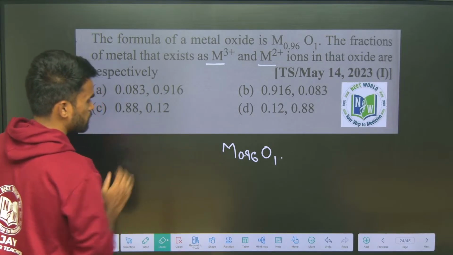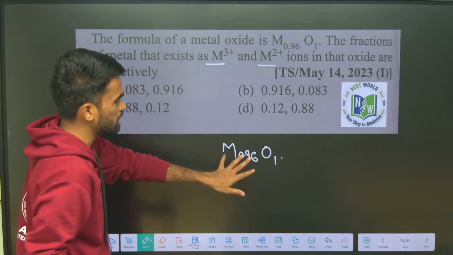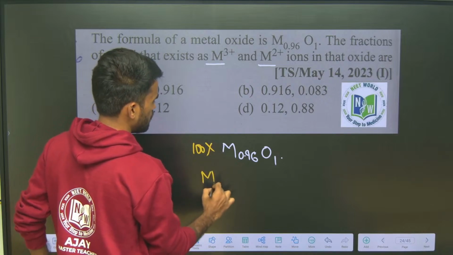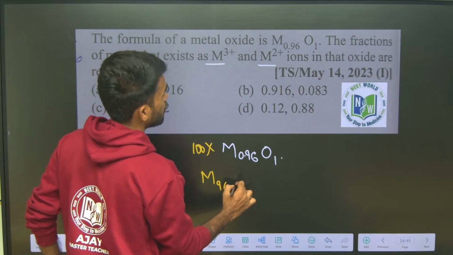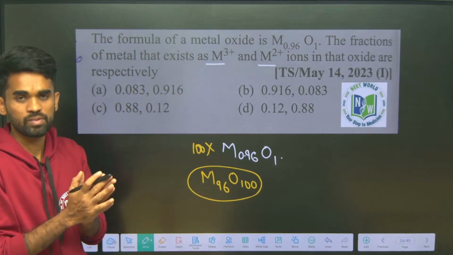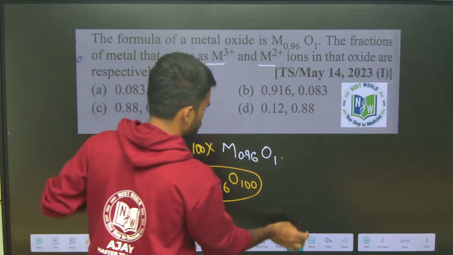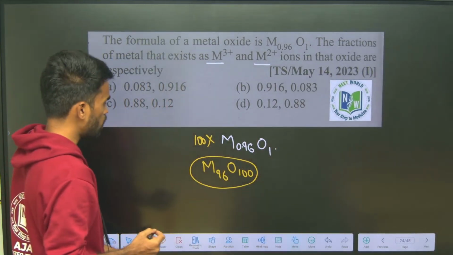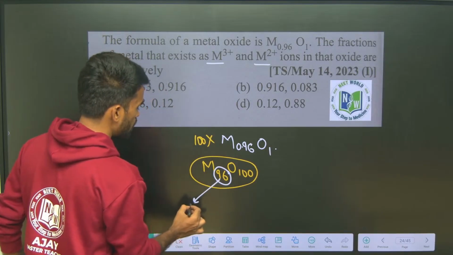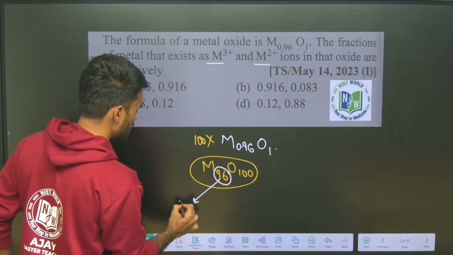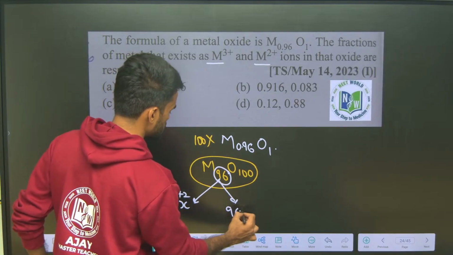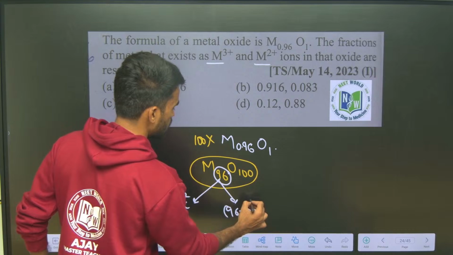So let us make this clear here. See, instead of taking this in decimals, just multiply this equation with 100, so that we will get M96O100. So this will be the formula, just to keep it simple while solving. That's why I am multiplying with 100. Okay, so now out of this 96, some of them are with +2 oxidation state. Let us say X number of metal ions are with +2 oxidation state, and 96 minus X number of ions are with +3 oxidation state.